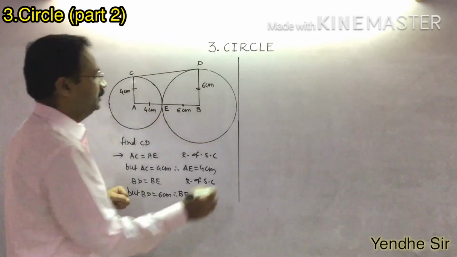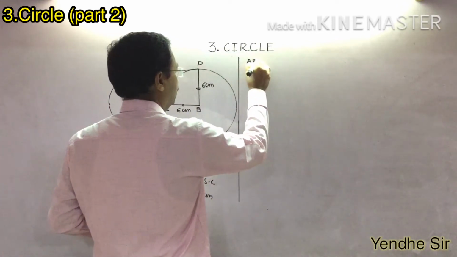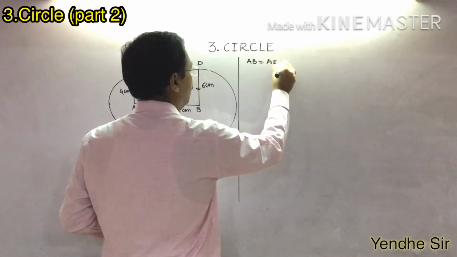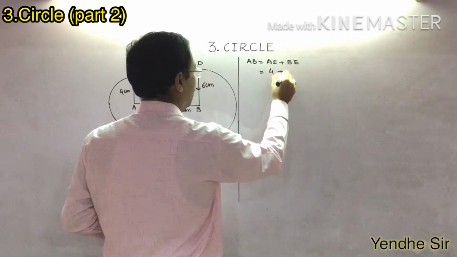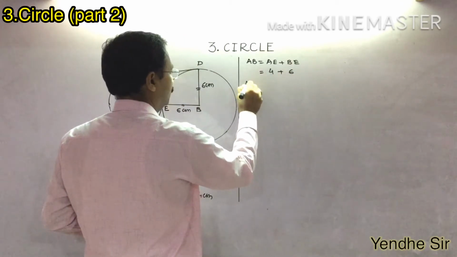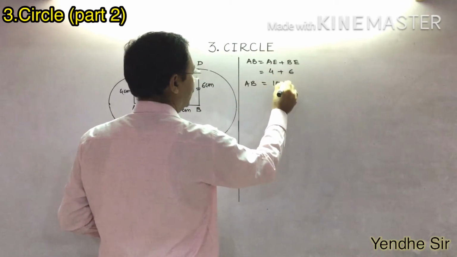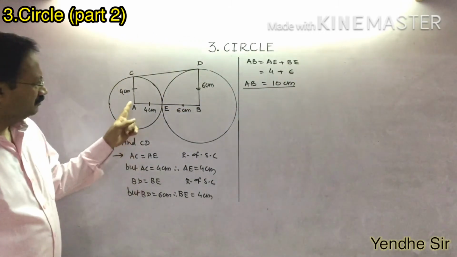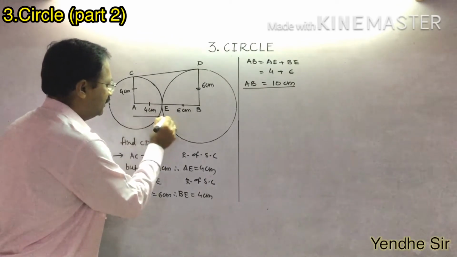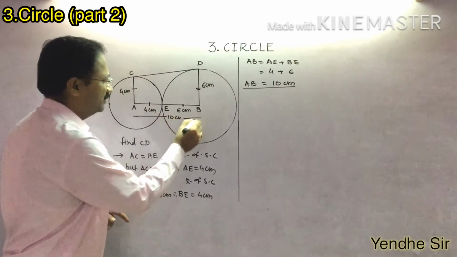Now we'll get the AB from this one. So AB equals to AE plus BE. So AE is 4 cm and BE is 6 cm. You will get the AB equal to 10 cm. I get this as 10 centimeter.